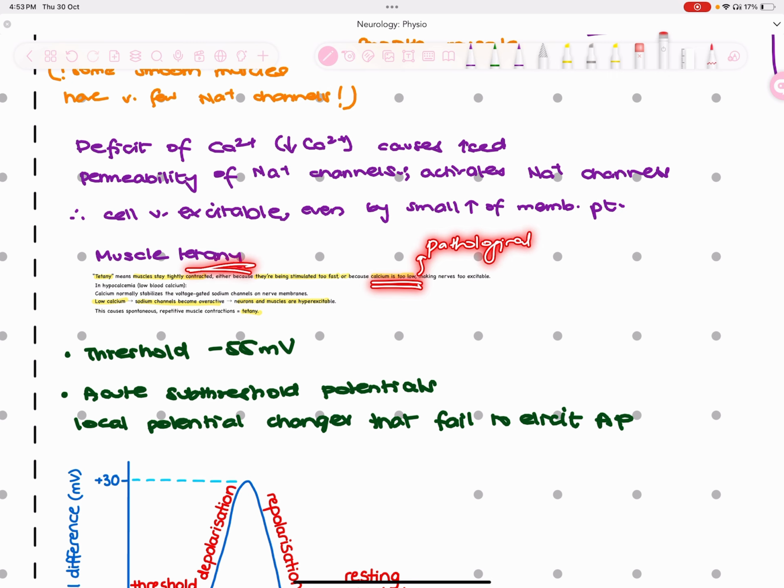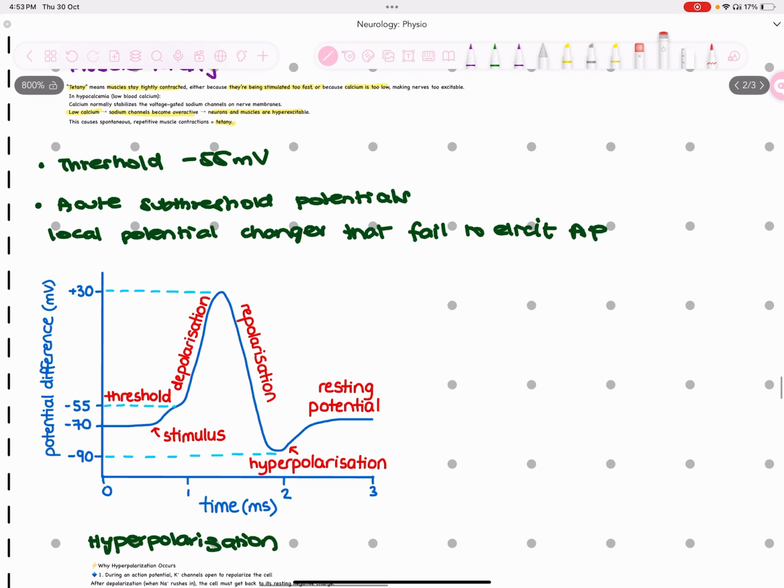So tetany definitely is pathological. Now threshold value is minus 55 millivolts. If minus 55 millivolts is achieved, then only it will progress into an action potential. If not, then the action potential will die out and it will continue as resting membrane potential. So minus 55 value has to be achieved.